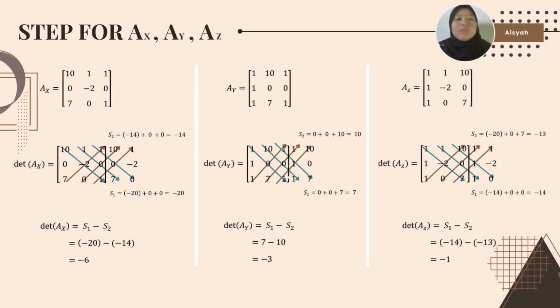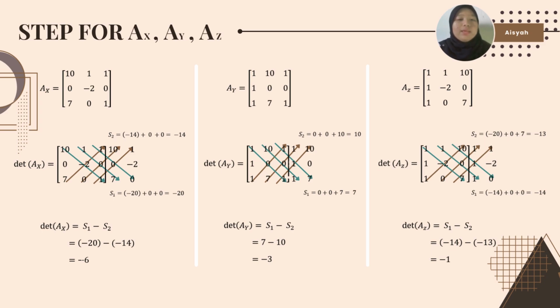Next, to find AX, we will use the same method as determinant A, but the difference is that we will change the first column to 10, 0, 7. So for S1 we get negative 20, and for S2 we get negative 14, where we then subtract it and get negative 6. And then for AY, we change the second column to 10, 0, 7, and we can get S1 equal to 7 and S2 equal to 10. Subtract them and we get a negative 3.